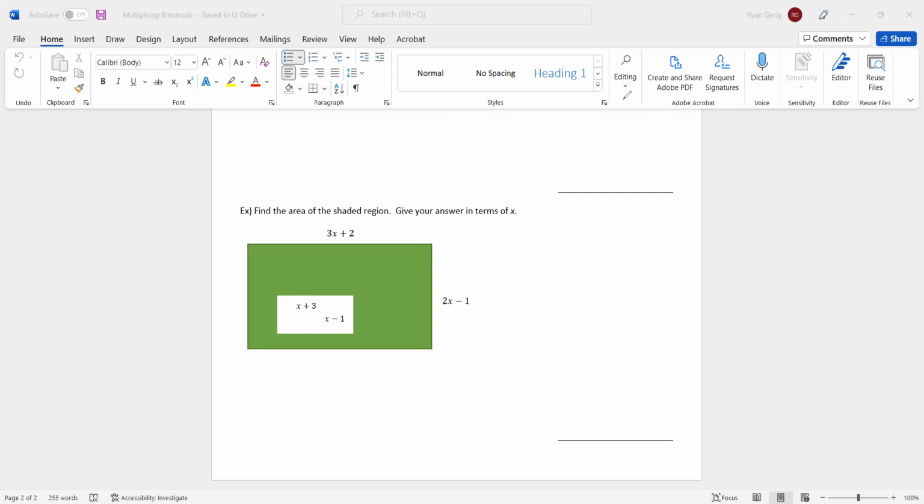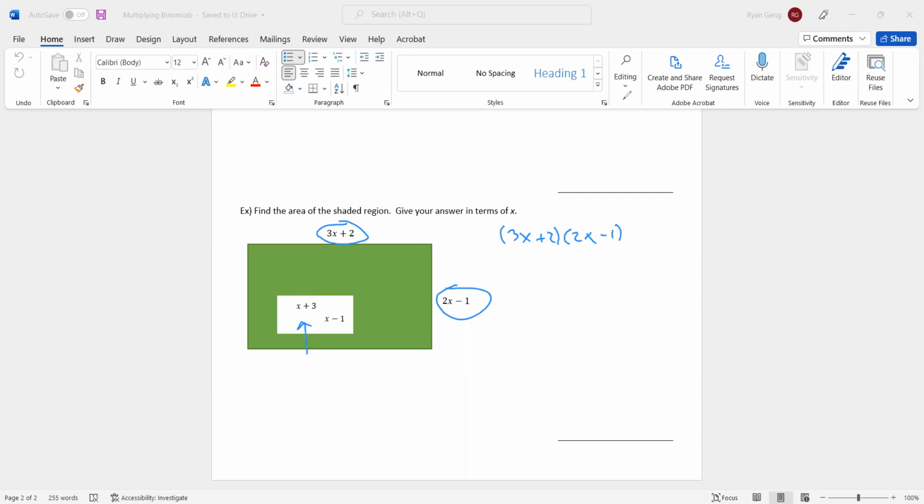Okay. It says find the area of the shaded region. Well, the shaded region is the green part, right? Finding the area of a rectangle is not hard. It's just length times width. So in this case, it's just 3x plus 2 times 2x minus 1, which would be fine and dandy, right? You could do that if there weren't that white box in the middle. So what we need to do is take the area of that white box and subtract it.